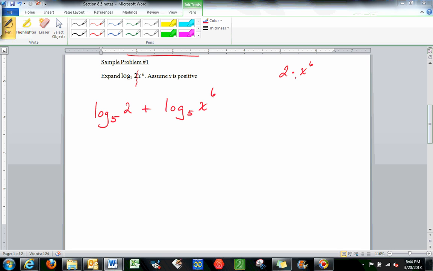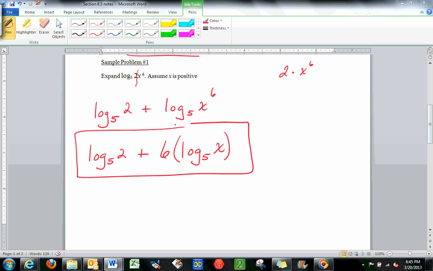The power of 6 only goes with the x, so we'll want to break those apart. Then we have a power here, power of 6, which can then become a multiple. So this gives me log base 5, 2 plus 6 times log base 5 of x. And if you feel more comfortable, you can always separate those with parentheses. And so that would be our final expanded version of the original log.